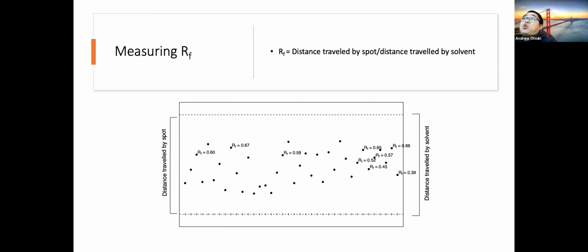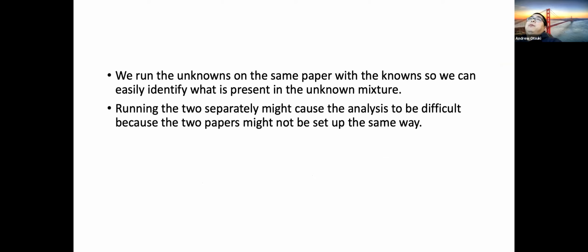Okay. So we run the unknowns on the same paper with the knowns so we can easily identify what is present in the unknown mixture. If you did these separately, it might be difficult to analyze because maybe the two plates didn't run the same way, or the spots didn't proceed in the same way. Say on one paper you accidentally overlapped the edges, that will cause the spots to look different for the knowns on one paper versus the other. So it'll be hard to determine what your unknown has because it won't match with the other plate.